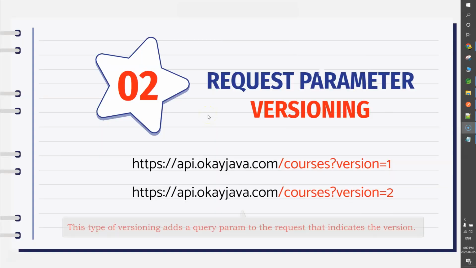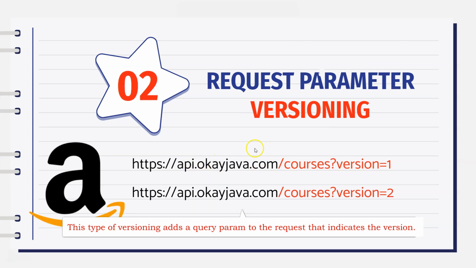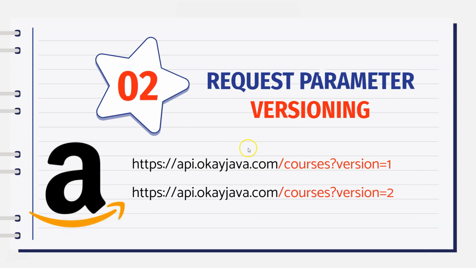Alright guys, now let's look at the second approach. It's called request parameter versioning. So guys, if you see, this is our endpoint, and in the endpoint we are passing a parameter called version equals to 1, version equals to 2, right? So we are passing a request parameter in the endpoint. Alright guys, I hope this is clear. Amazon is using the request parameter versioning approach, guys.